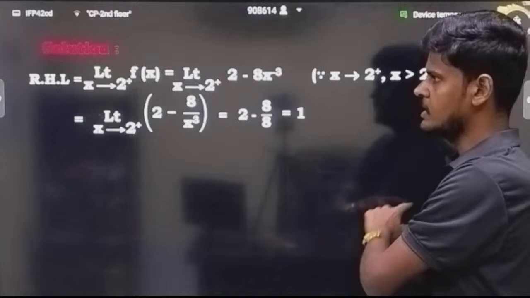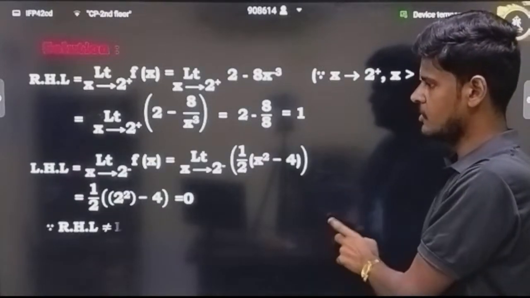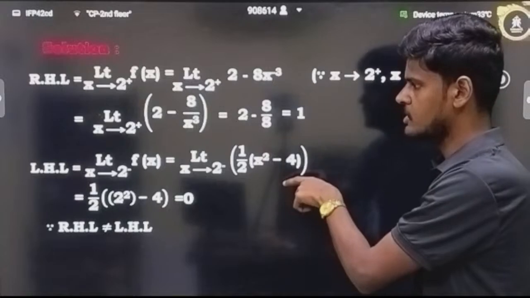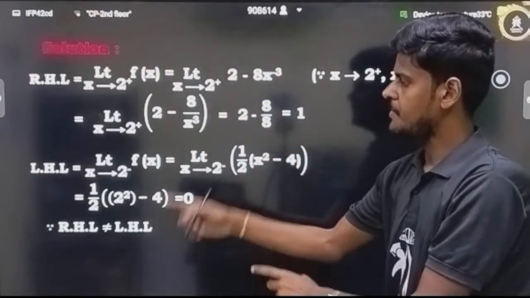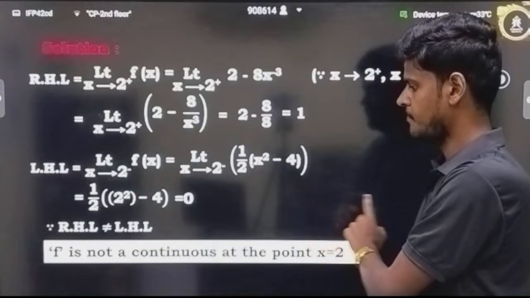So right hand limit is equal to 1, left hand limit is 0, function value is also 0. So as right hand limit and left hand limit are not equal, this is a discontinuous function.